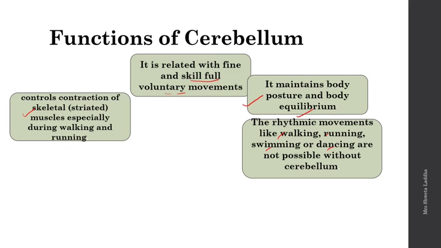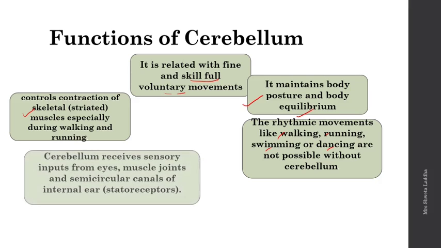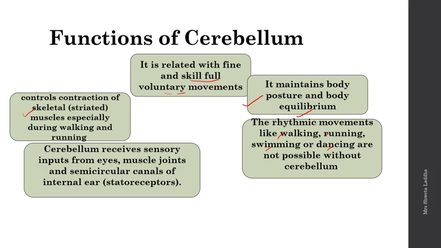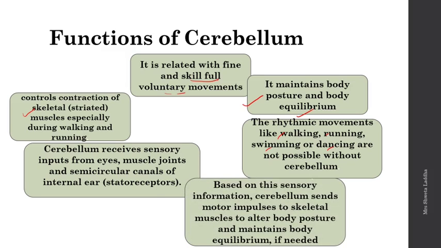And therefore, if you might have seen a drunkard, a person who has drunk a lot of alcohol, so his cerebellum is affected, and therefore he cannot walk properly, he cannot talk properly. So all his skeletal muscles are not balanced that time. Cerebellum receives sensory inputs from eyes, muscle joints, and semicircular canals of the internal ear, statoreceptors. Based on this sensory information, cerebellum then sends the motor impulses to the skeletal muscles to alter or to change the body posture and maintain body equilibrium if needed.